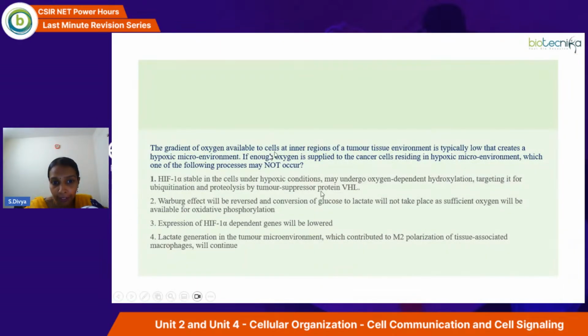Gradient of oxygen available to the cells at inner regions of tumor tissue environment is typically low. That creates a hypoxic microenvironment. If enough oxygen is supplied to the cancer cells residing in hypoxic microenvironment, which of the following processes will not occur? One thing, there is something known as the Warburg effect, put a focus on that. Do you know what the Warburg effect is? Are you aware of the Warburg effect?